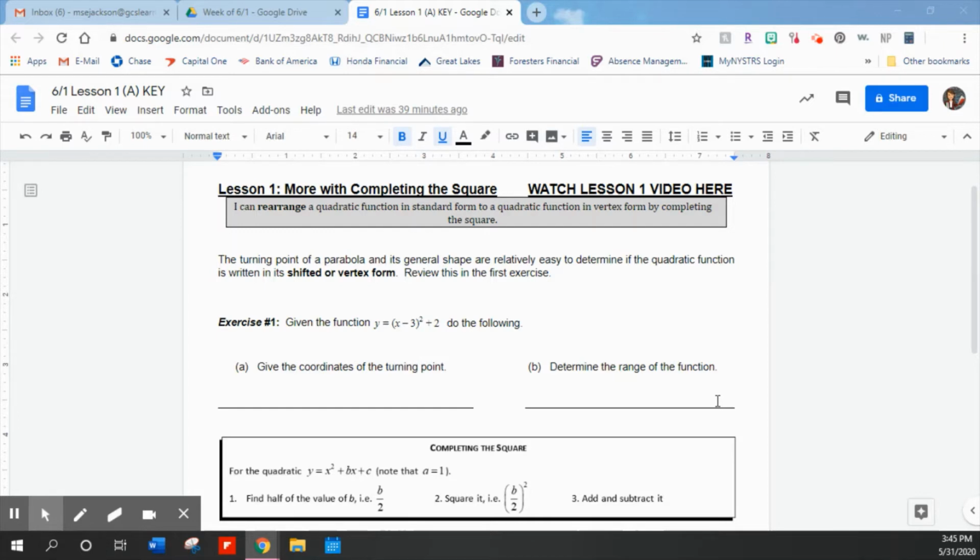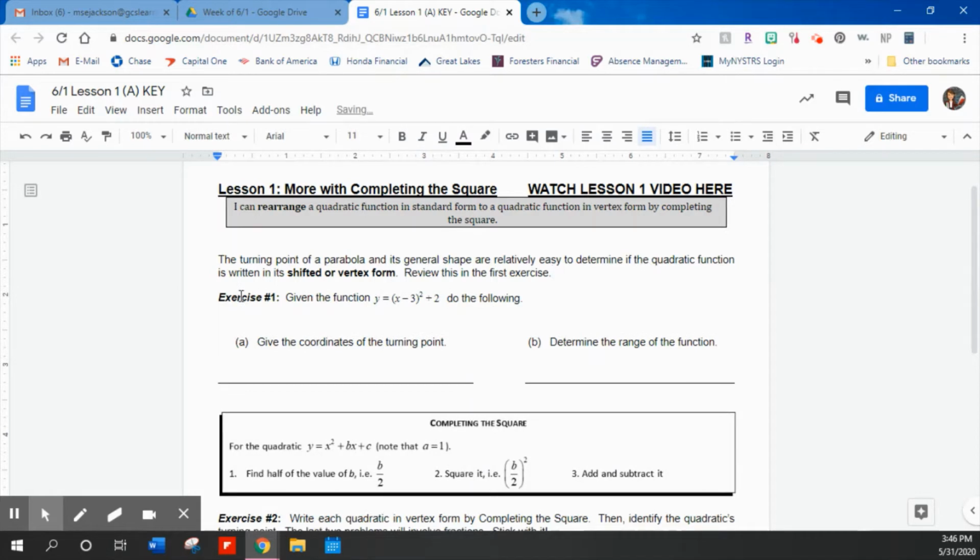by completing the square. The turning point of a parabola and its general shape are relatively easy to determine if the quadratic function is written in shifted or vertex form. Review this in the first exercise. So when we're given a quadratic equation that's already in vertex form, it's really easy to identify the vertex.